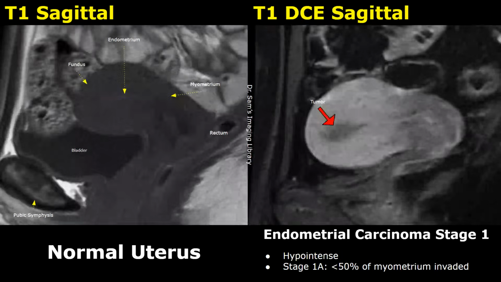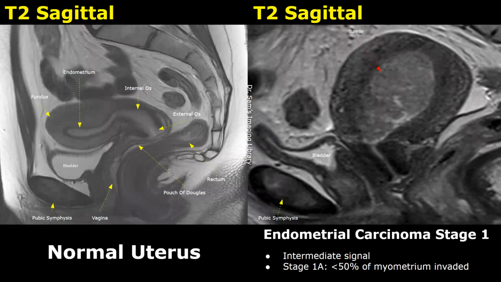This is a T1 dynamic contrast enhanced sequence in sagittal view. The tumor is hypointense in this sequence. This is stage 1A. Less than 50% of the myometrium is invaded.